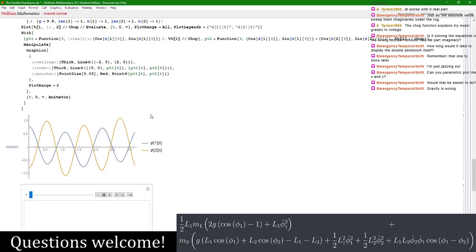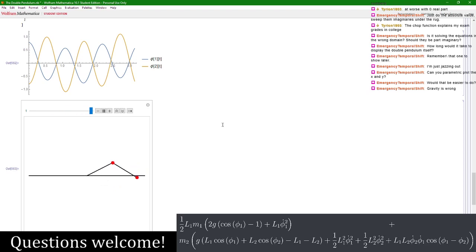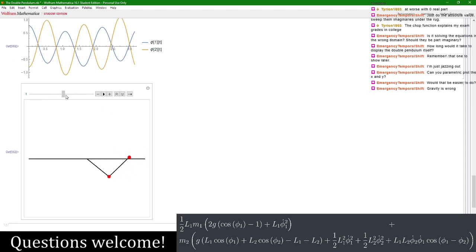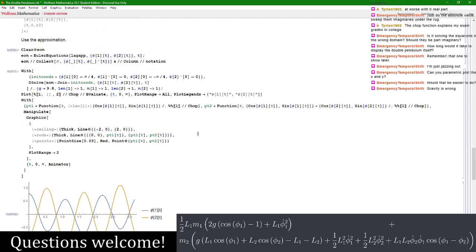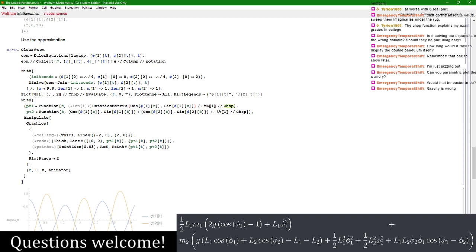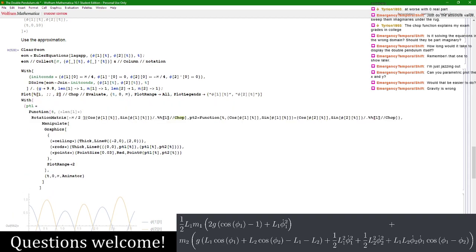Gravity is wrong. That's interesting. Yeah, that doesn't look right. Wait. Oh, no, it's just rotated. It's just rotated. What am I doing? This is not the best way to do it. Well. Oops.